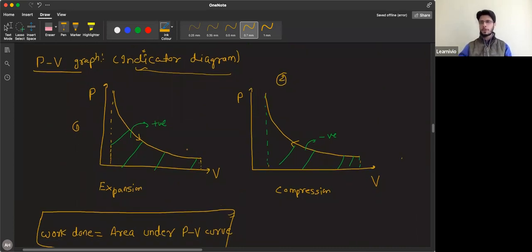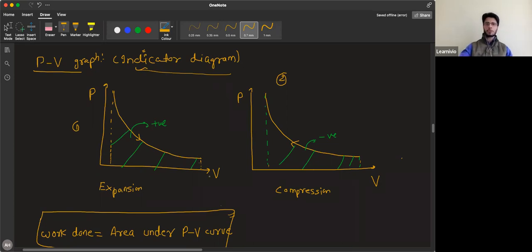Okay. In thermodynamics, three graphs are very important. One is pressure versus volume, another is pressure versus temperature, another is temperature versus volume. These three graphs are very, very important for thermodynamics. The PV graph is also known as the indicator diagram. The indicator is the instrument through which we experimentally measure pressure and volume. That's why this is also known as the indicator diagram.